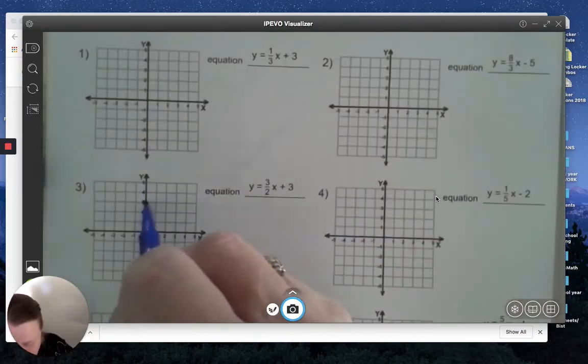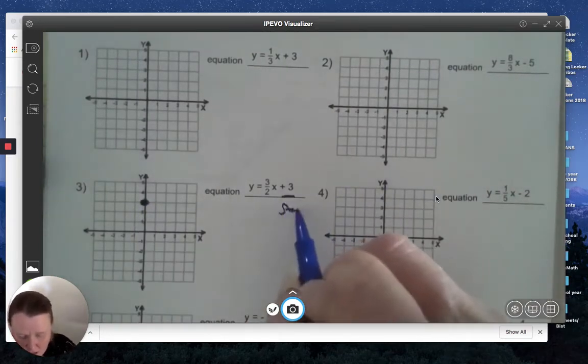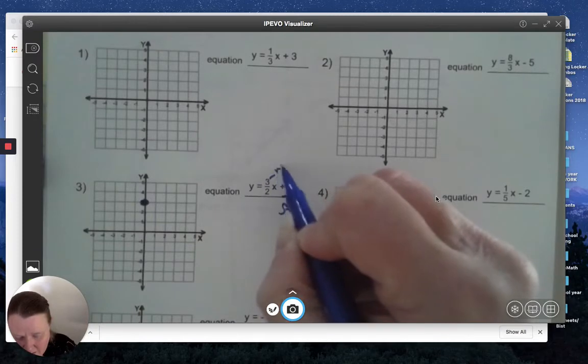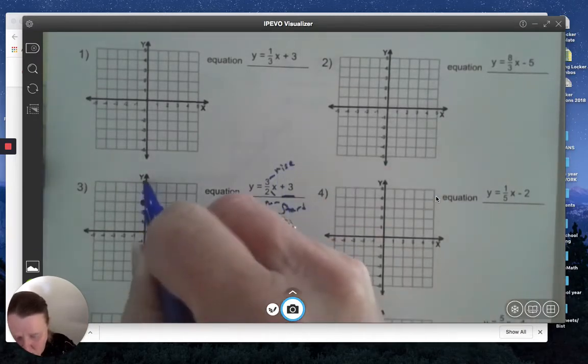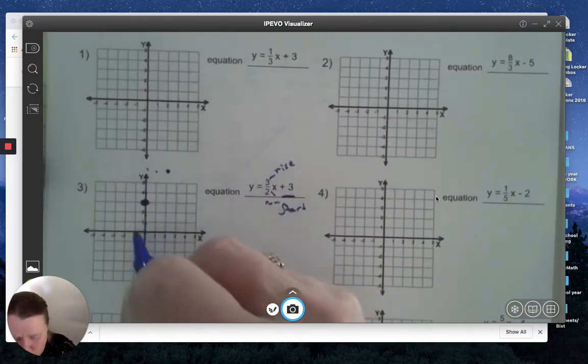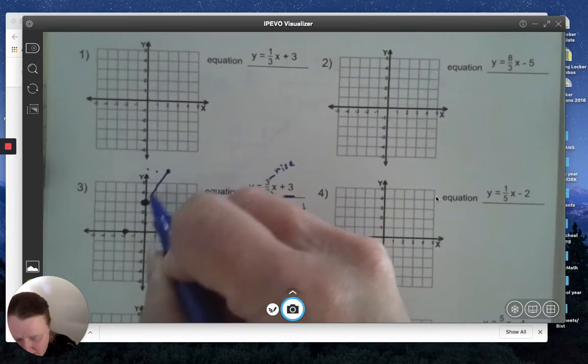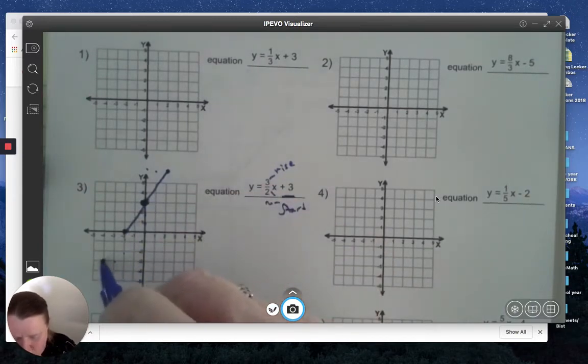Not too bad. But we're going to start at 3. There's my start number. And this is my rise. And this one is my run. So that would be 1, 2, 3, 1, 2. See how I'm just counting out the boxes? Down 3 and backwards 2.